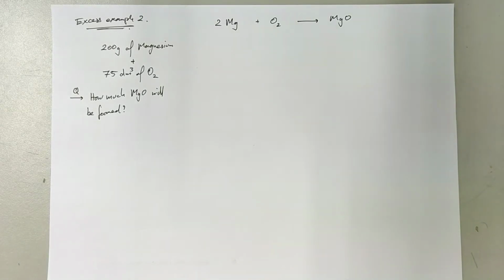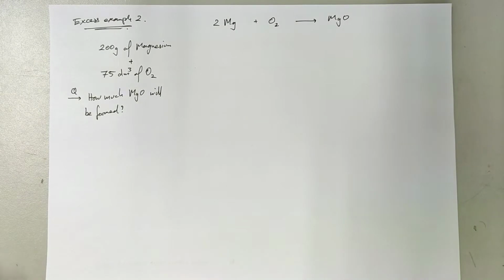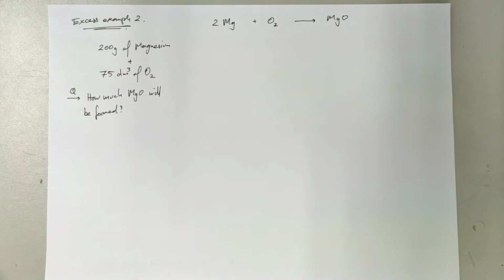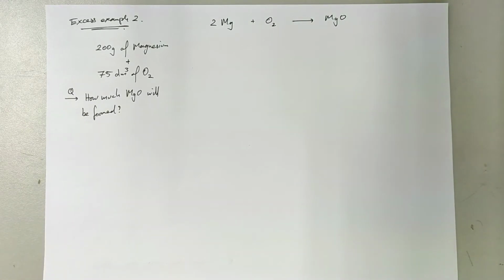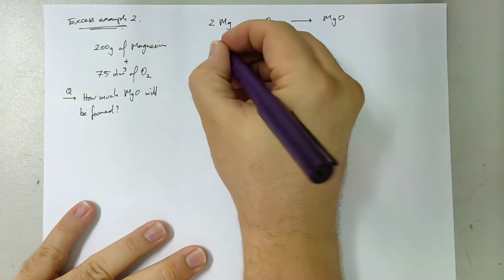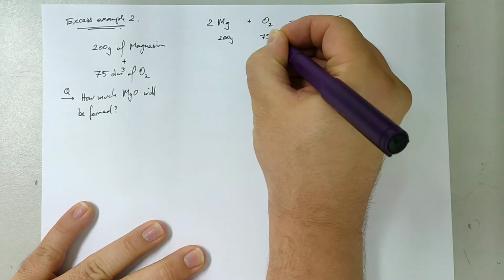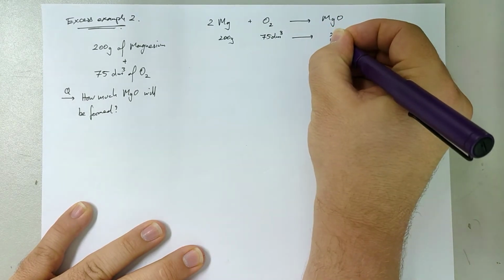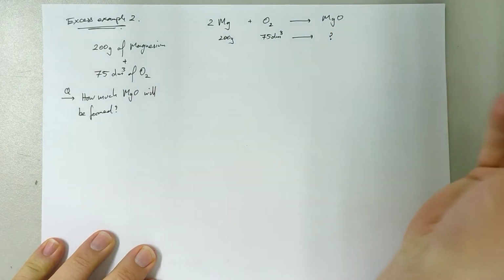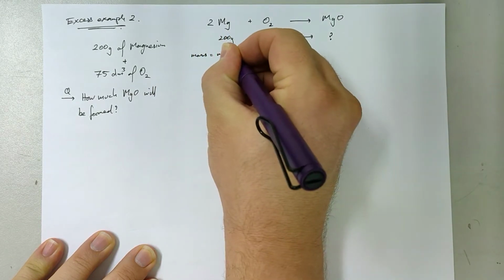So if you have a question: 200 grams of magnesium and 75 decimeters cubed of oxygen is mixed together, how much magnesium oxide will be formed? So if we have 200 grams of that and 75 decimeters cubed of that, how much magnesium oxide will be formed? So first of all, mass equals Mr.